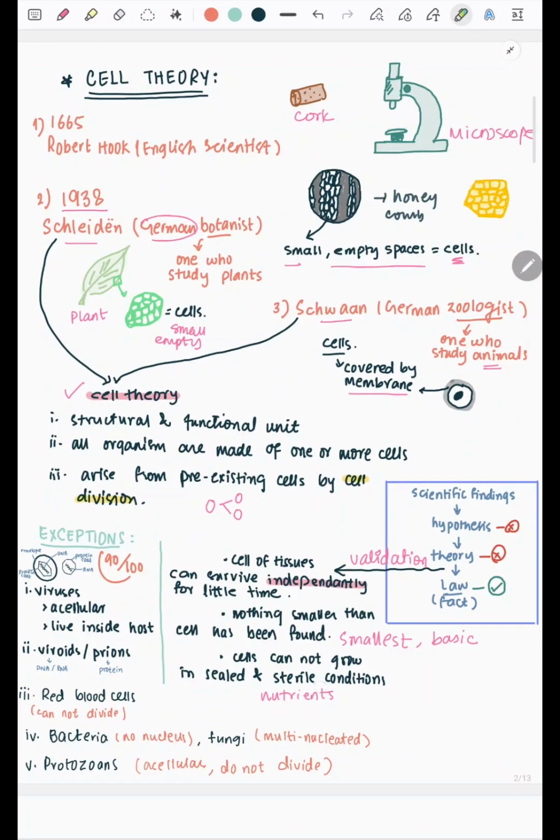The cell theory was validated by findings such as cells of tissues can survive independently for a little time. Nothing smaller than a cell has been found. Cells cannot grow in sealed and sterile conditions. The exceptions to the cell theory are viruses, viroids, prions, red blood cells, bacteria, and protozoans.